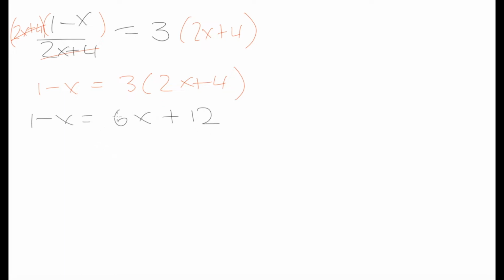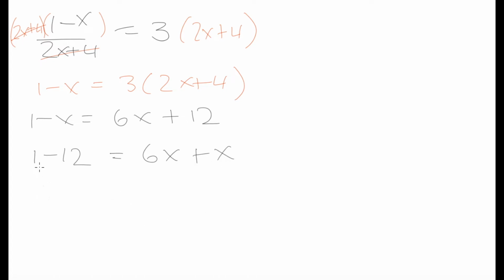And now we can do what we've been doing in the previous examples. We're going to try to move all of our terms with variables to one side and all of our constant terms to the other side. So let's keep our 1 here. And let's move our 12 to this side of the equation. So this is going to become a minus 12. And then we have our equal sign. We're going to keep our 6x here. And now we want to move this minus x to the right side of the equation. So it's going to become plus x.